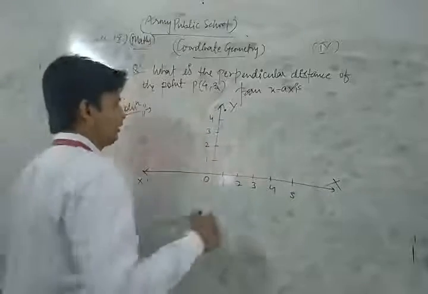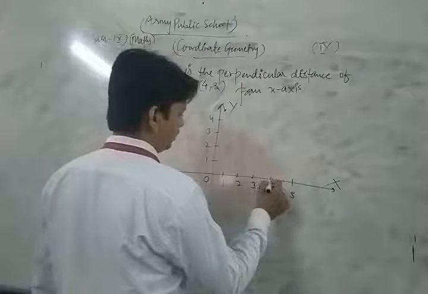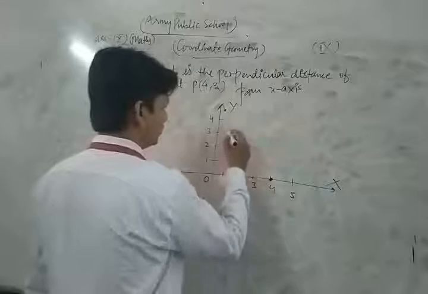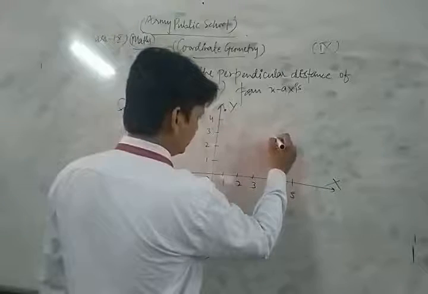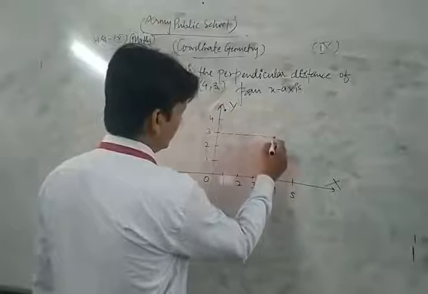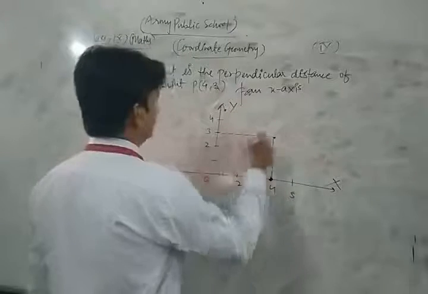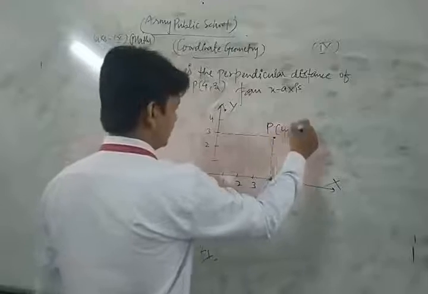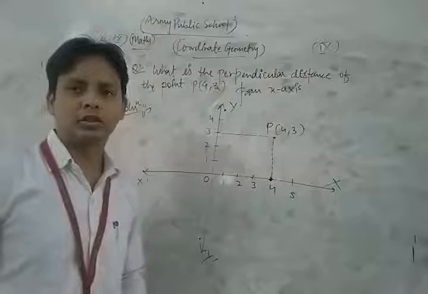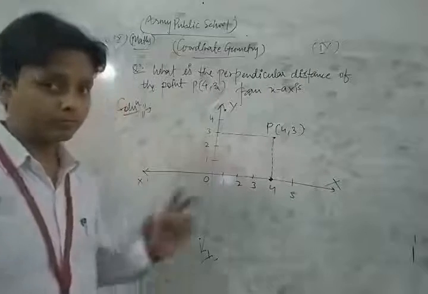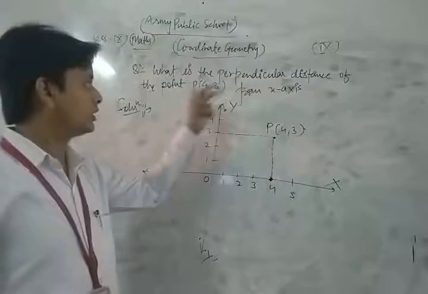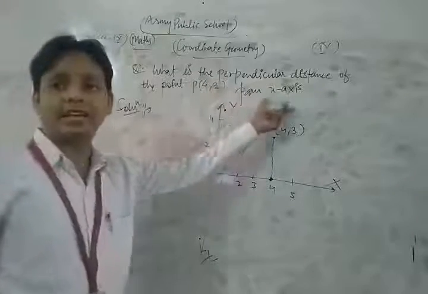So here abscissa is 4, so 1, 2, 3, 4, and ordinate 3, so here 1, 2, 3. At that point is the point P. So first of all we locate the point P(4,3) on the graph. Now we find the perpendicular distance of the point from the x-axis.